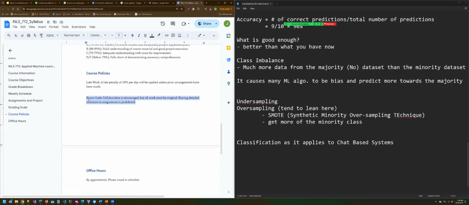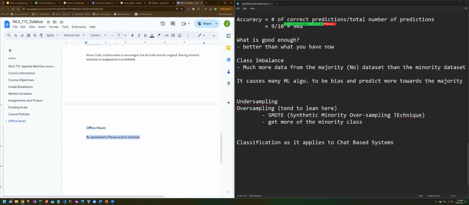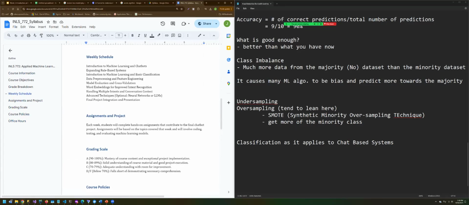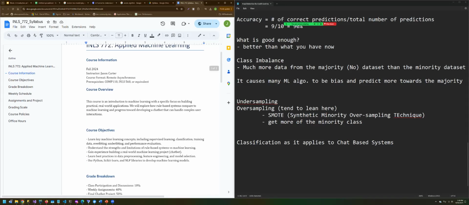The honor code: collaboration is encouraged, but your work must be original. Sharing detailed solutions is prohibited. There are not a lot of us in the class, so it's very easy to see if somebody did that. Office hours: you can email to schedule office hours by appointment. My goal, especially since we are a small class, is to go live every now and again. Again, I didn't go live today because I have a headache.